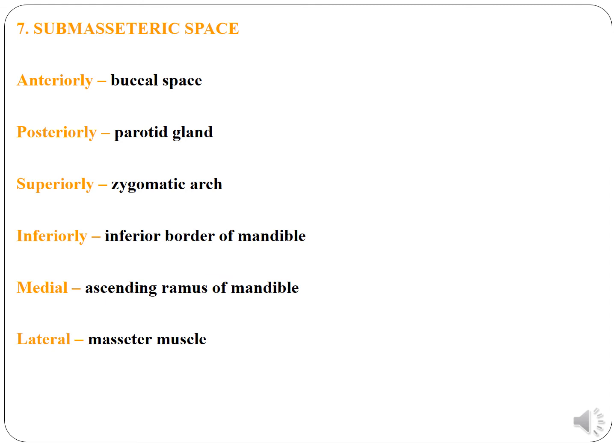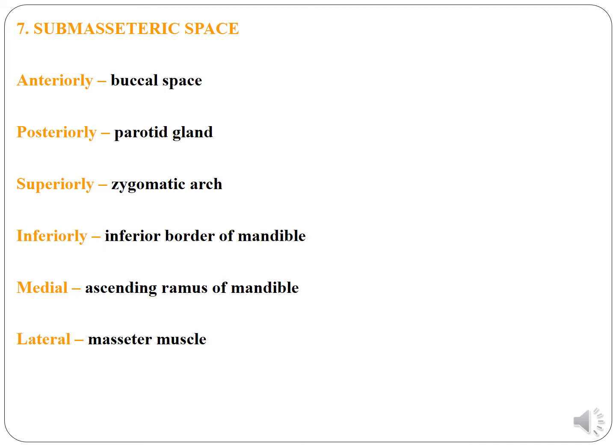The peculiar thing about the submasseteric space is that when this space is involved, you will not see any extraoral swelling because of the thick attachment of the masseter muscle. But the patient will have an extremely high level of trismus, and will never be able to open the mouth at all. You will not see any swelling because this entire space is tightly attached by the masseter muscle. Anteriorly you have the buccal space, posteriorly again the parotid gland.